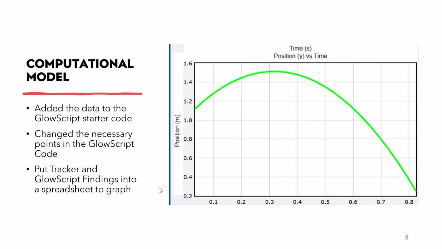This is the computational model. This is what GlowScript was used for. Basically you take the data that you got from the experiment and add that to the GlowScript starter code. You change the necessary points, so I think you just add the fnet and then add the drag if there's drag, and you put b to 0 if there's no drag.